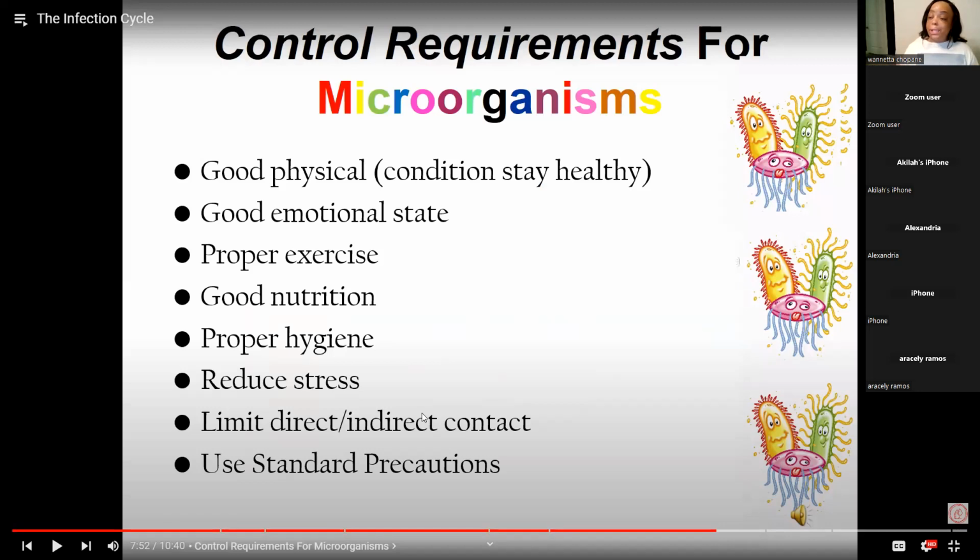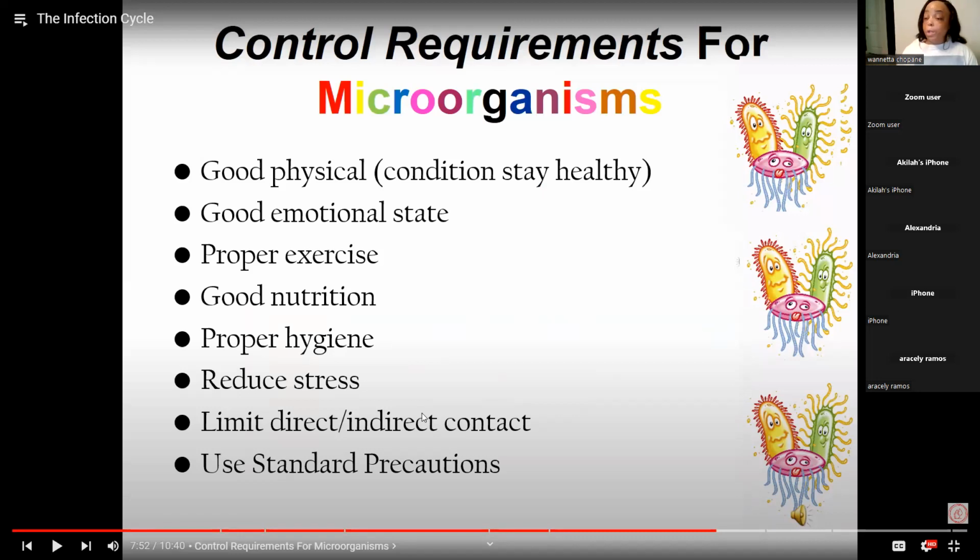Reduce any type of stress. We need to limit direct and indirect contact. I'm always going to say and teach this to you, and you're going to hear me say it over and over: you're just there to draw your patient's blood. Get them in, get them out. Don't talk about what they're going to do on Thanksgiving. Get them in, get them out.